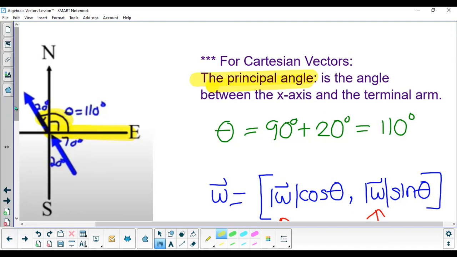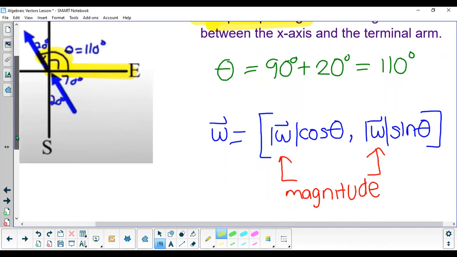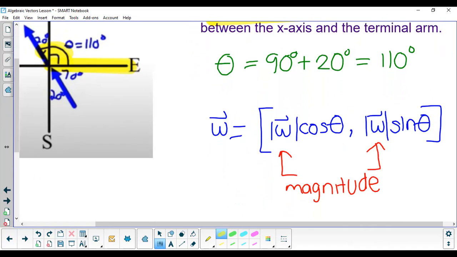So to figure out how to write this as an algebraic or Cartesian vector, I do have to write this as the magnitude of W times cos theta, comma, the magnitude of W times sine theta. I know what theta is, and if I read the problem carefully, it said a current of 8 kilometers per hour. So that means my magnitude is 8. So I could write this vector as 8 cos 110 degrees, 8 sine 110 degrees. No questions here, right?